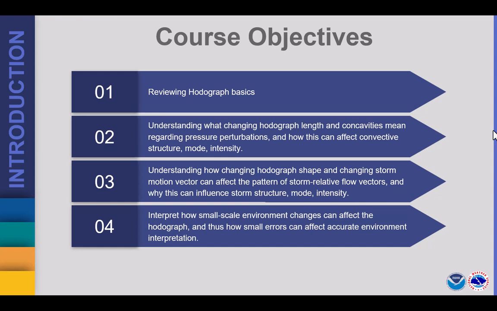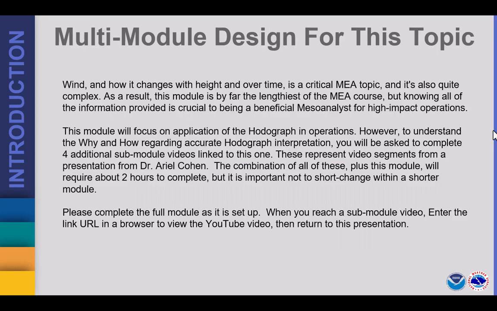The objectives of this module are to review the basics on hodographs, understand what changing the hodograph length and concavities mean with regard to pressure perturbations and how this can affect convective storm structure, mode, and intensity, understand how the changing hodograph shape and changing storm motion vector can affect the pattern of storm relative flow vectors, and why this can influence storm structure, mode, and intensity, and to interpret how small-scale environment changes can affect the hodograph, and thus how small errors can affect accurate environment interpretation.